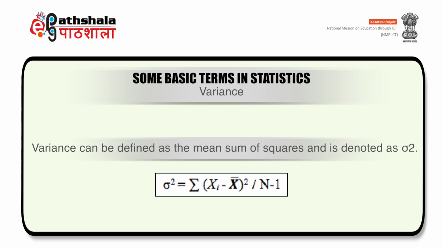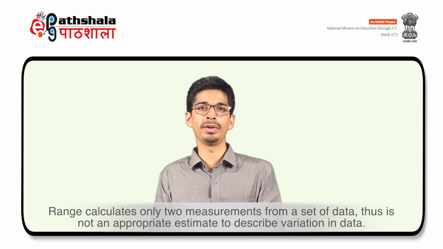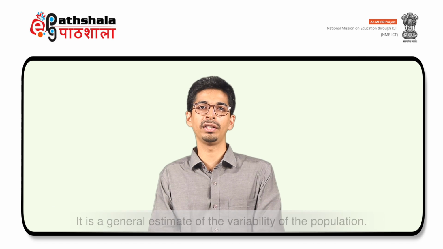Variance can be defined as the mean of sum of squares and is denoted as shown in the figure with the help of the equation. Fifth term is standard deviation. Standard deviation is the most common measure of dispersion of data and is expressed as the square root of variance. It is a general estimate of the variability of the population.